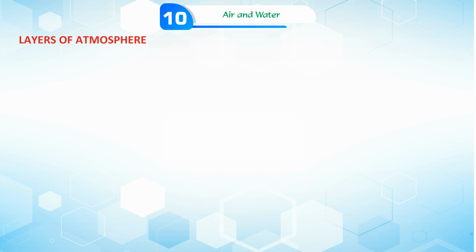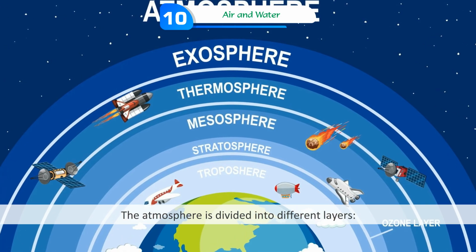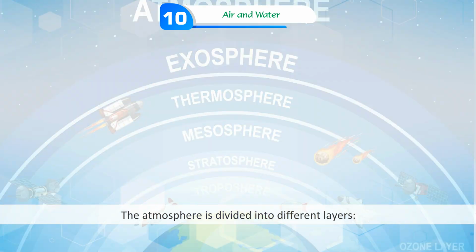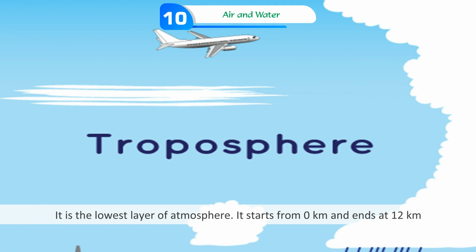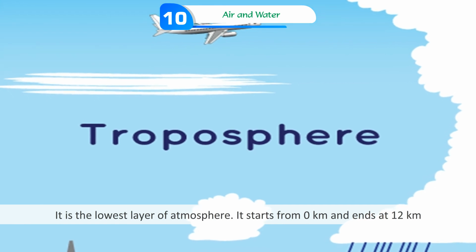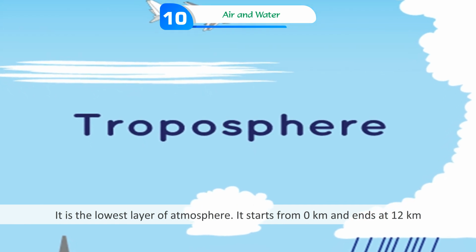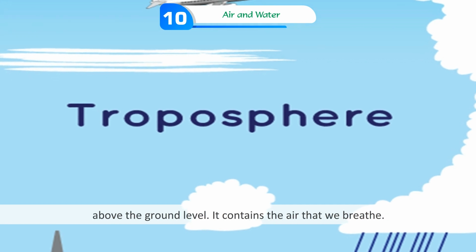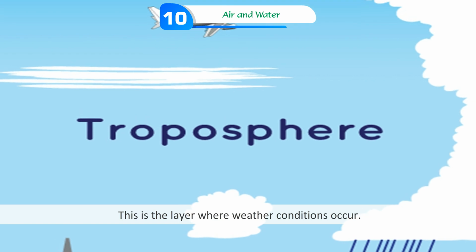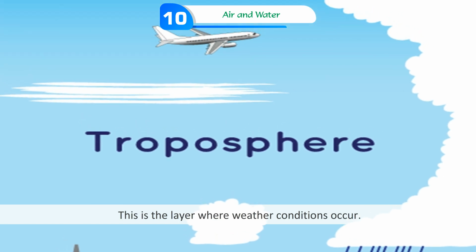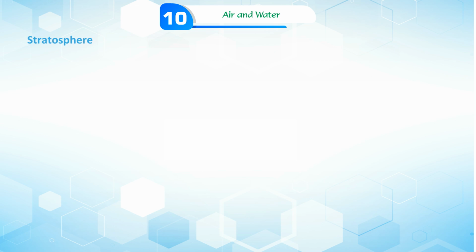Layers of atmosphere. The atmosphere is divided into different layers. Troposphere. It is the lowest layer of atmosphere. It starts from 0 kilometer and ends at 12 kilometers above the ground level. It contains the air that we breathe. This is the layer where weather conditions occur.